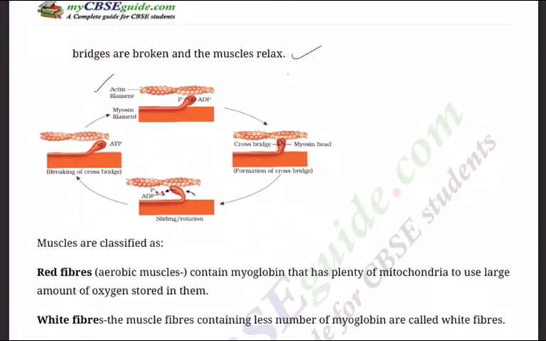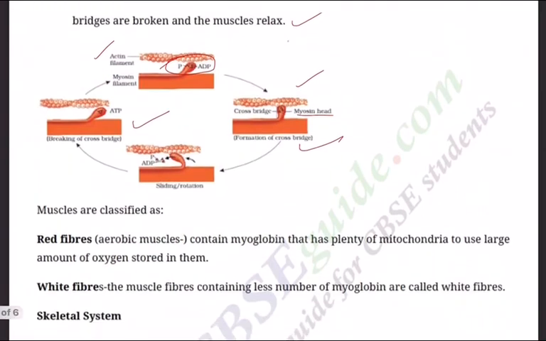Now you see here, this is actin filament, this is myosin filament. You can see the bridge with the involvement of ATP, the expenditure, and you can see the formation of the myosin head here. Formation of cross bridge has taken place here. This is the cross bridge, and now the sliding is taking place. One is slipping over the other, and then the cross bridge is broken here and the muscle gets relaxed.